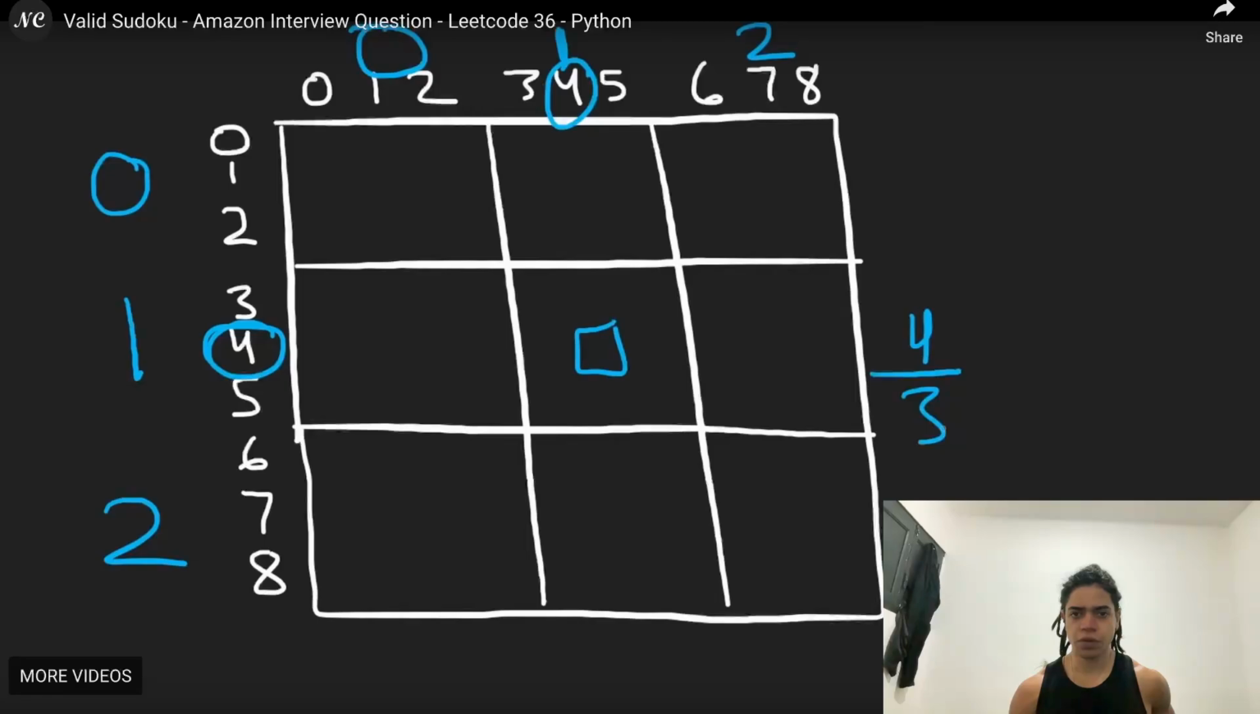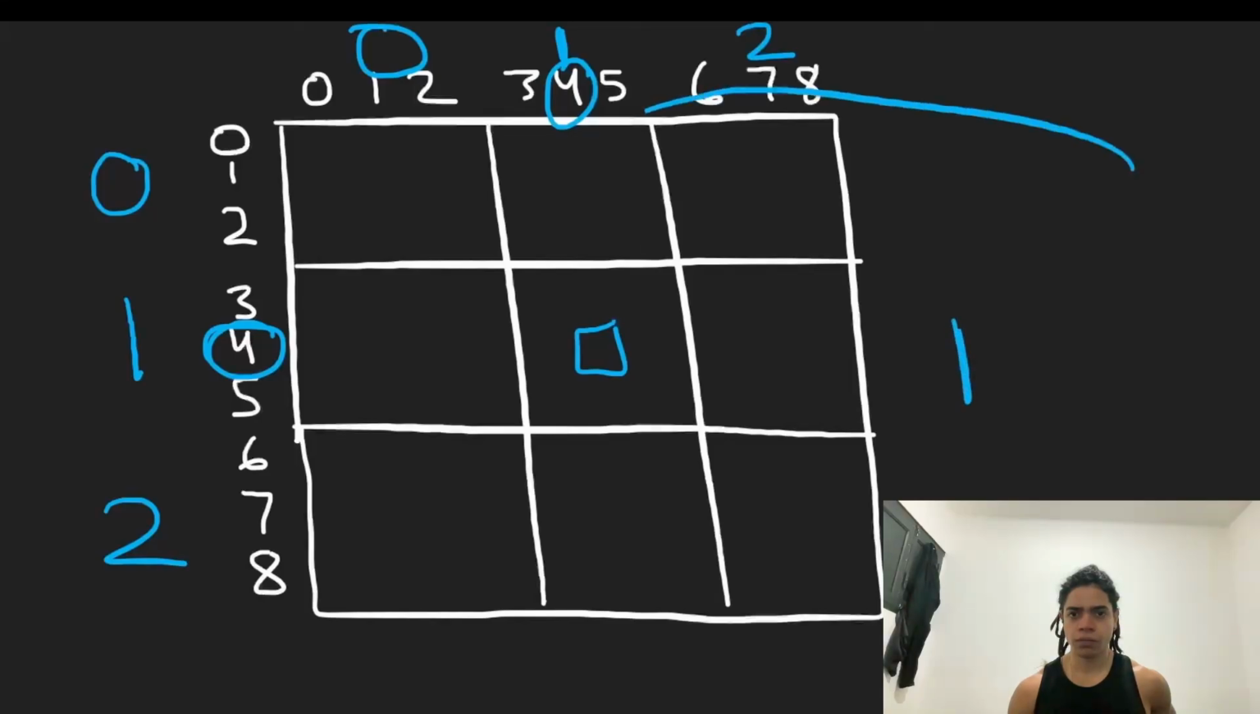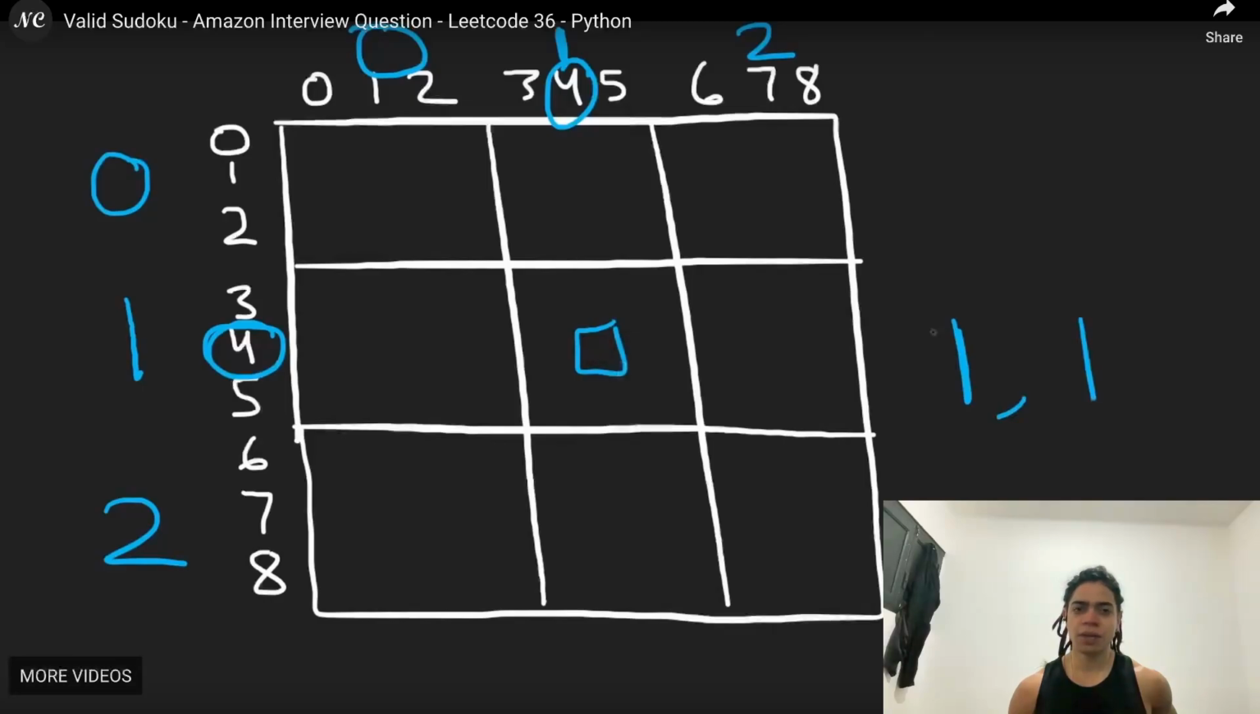Once you do that, 4 divided by 3 with integer division gives us a 1. Similarly, we do the same thing with the column: 4 divided by 3 gives us a 1. And it's divided by 3 because we now have 3 by 3 elements. What we're doing here is transforming this representation from one to another. We need to find a way of how.